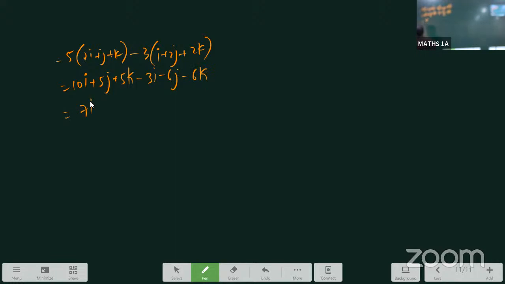5 2s are 10i plus 5j plus 5k, minus 3i, 6j, 6k. 10i minus 3i is 7i, plus 2j, minus k. 5 2s are 10, minus 3 is 7i. 5 minus 6, minus j, and 5k minus k. Is it clear?